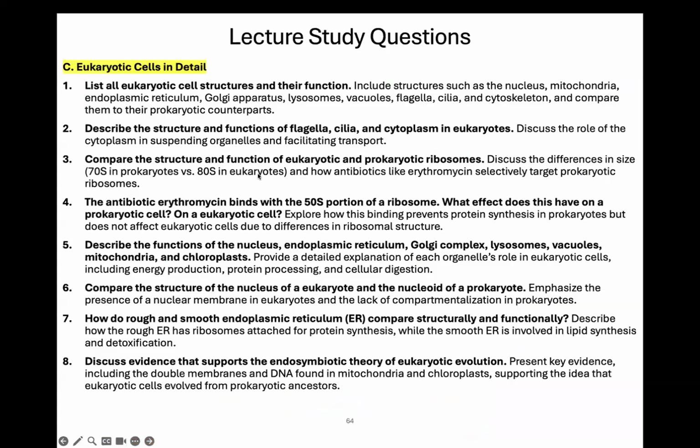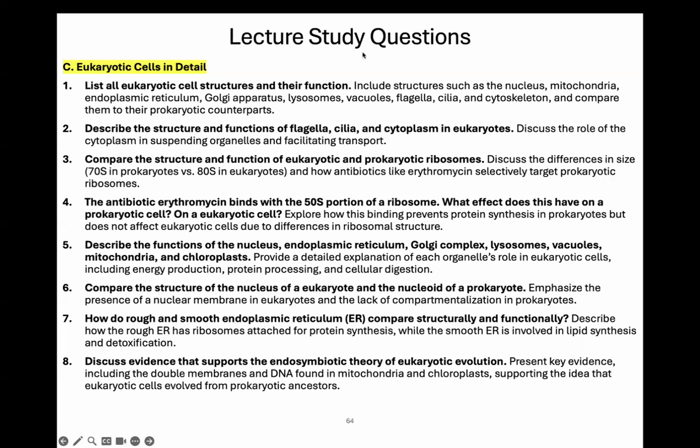So at the end of this lecture, I'm hoping that you are able to answer these questions. So these are important questions to think about. So if we were to list various eukaryotic cell structures and go over them, we could talk about things like flagella. Flagella is important in motility. We could think of things like the plasma membrane. The plasma membrane is important in transport of substances in and out of a cell.